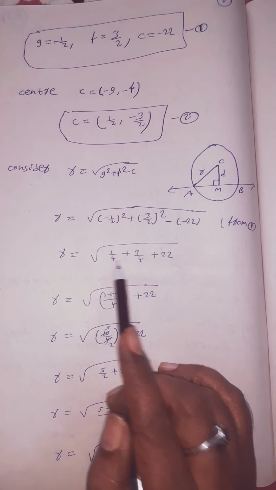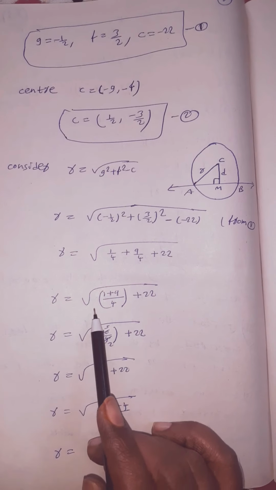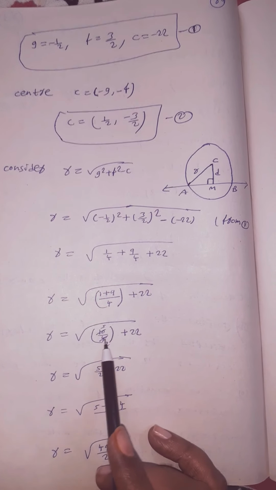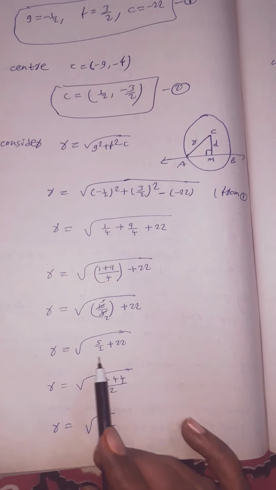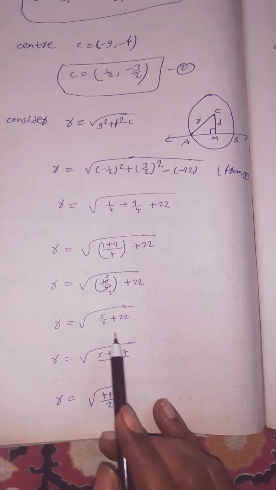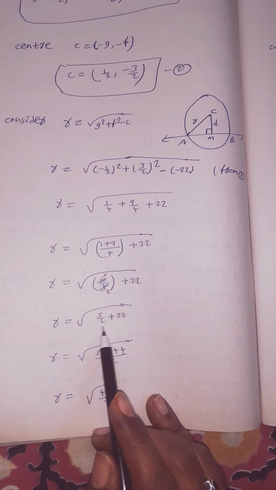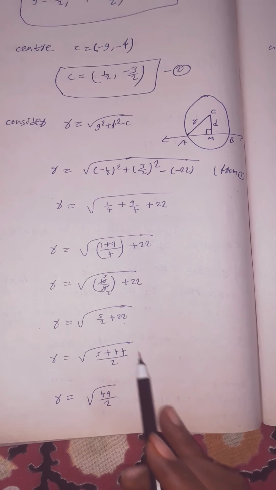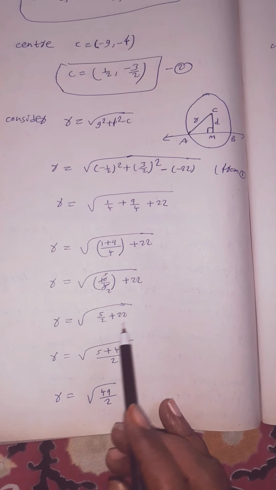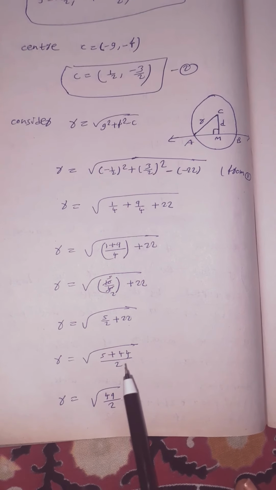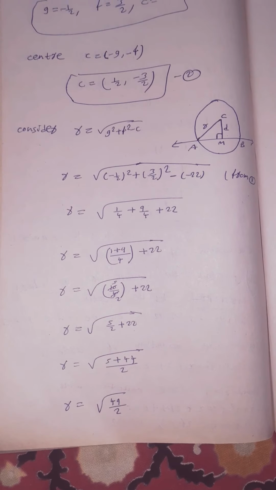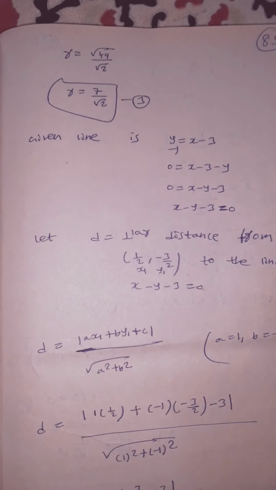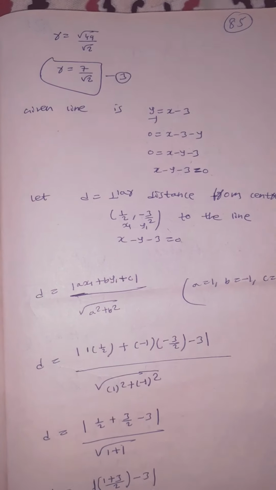Here both are like fractions, children. You can add the numerators. 1 plus 9, how much? 10. 10 by 4 means 5 by 2. So 5 by 2 plus 22, children. You can write 5 as it is. Here 22 into 2, 22 twos are 44, by 2. Why? Because the overall LCM is 2, children. That's why. So 5 plus 44 is how much? 49. Root 49 by root 2, children. Root 49 means 7 by root 2 as it is.